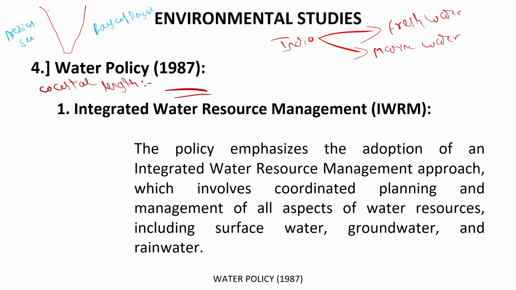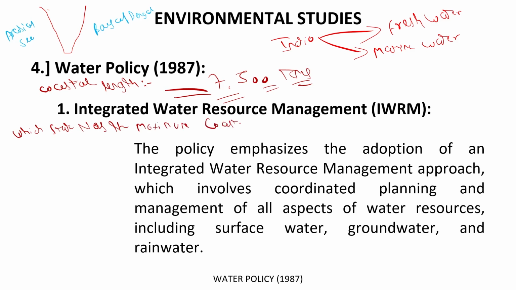Your time's up. So the total coastal length of India is 7,500 kilometers. Now again I'm going to ask you a question: which state has the maximum coastal length?